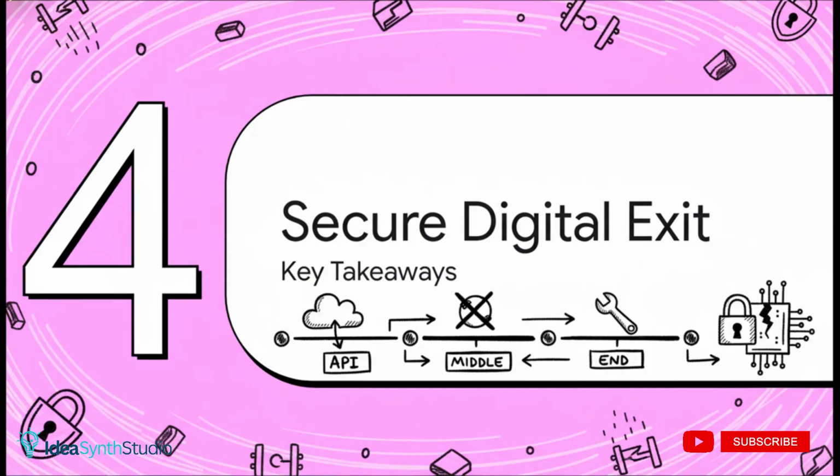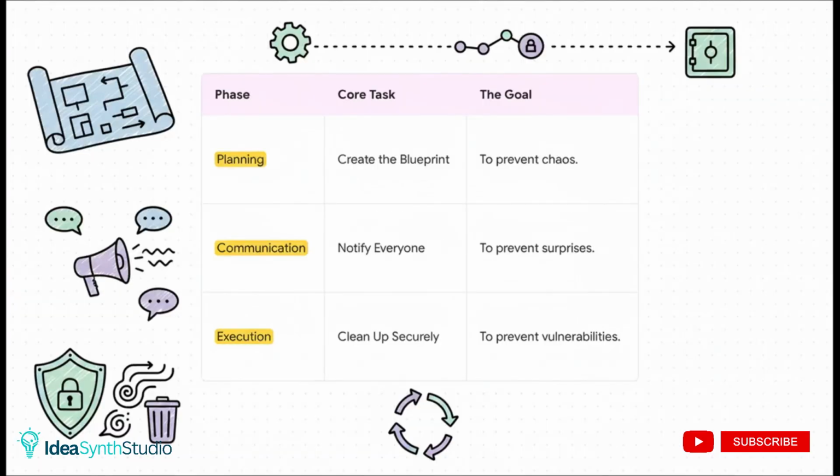All right, so let's wrap this all up. What's the big takeaway here? A secure digital exit isn't just about hitting delete on some code. It's a complete strategy with a clear beginning, middle, and end. The whole process really boils down to this simple idea. You plan ahead to prevent chaos. You communicate with everyone to prevent surprises, and you execute securely to prevent vulnerabilities. It's a straightforward but really powerful framework you can use for retiring any API.